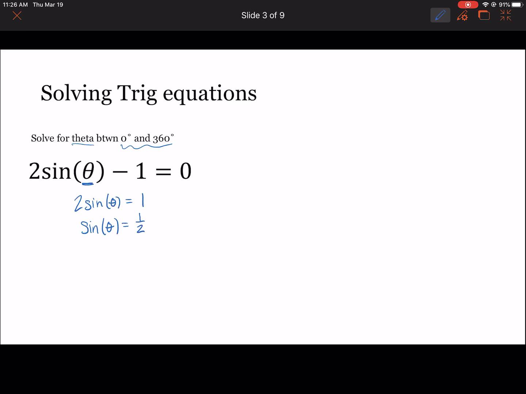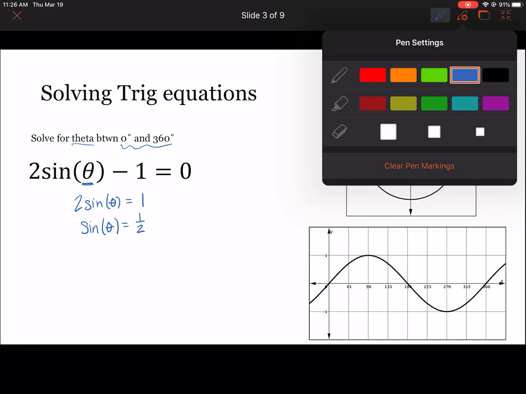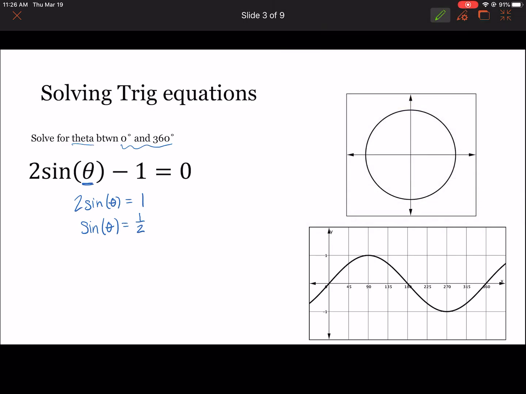If I was continuing with just straight algebraic solving, I would want to use sine inverse in order to undo that sine. But we all know that that's a calculator maneuver, and we don't need calculator maneuvers because we've got unit circles and parent graphs to help us out. So from here, now I'm trying to figure out where sine of theta is equal to 1/2.